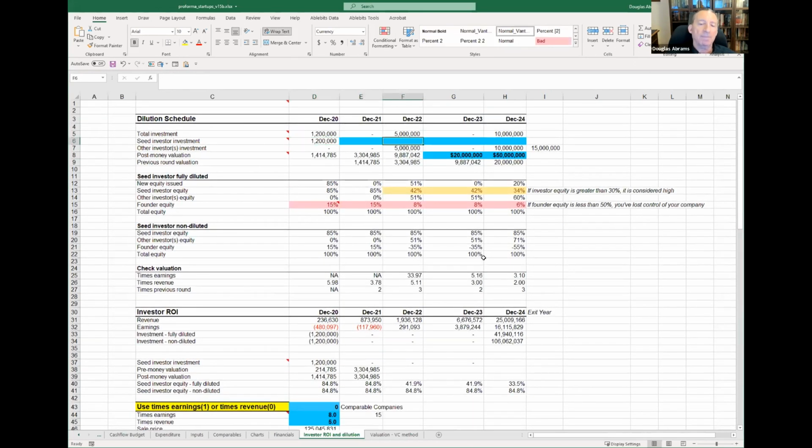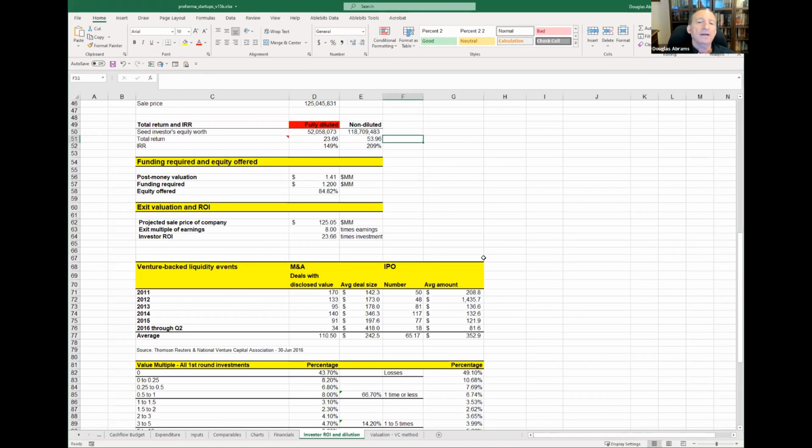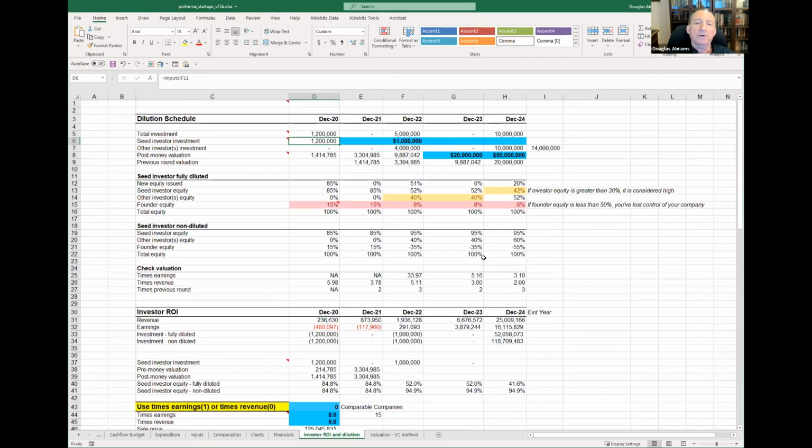If they participate in the follow-on round, let's say they take their 20% of this round. Now they got 52 million, but they got only 23.6x. So their ROI was reduced significantly. They went from 35x down to 23x. So we're going to ask a question now. It's a poll question.